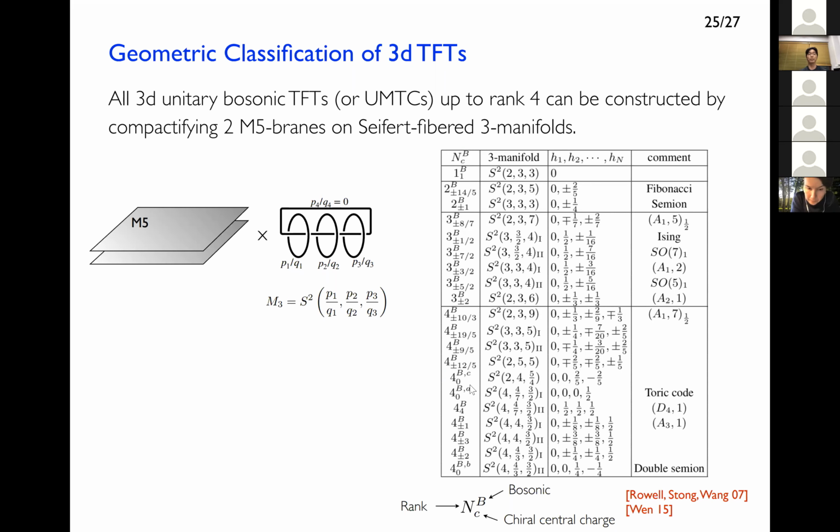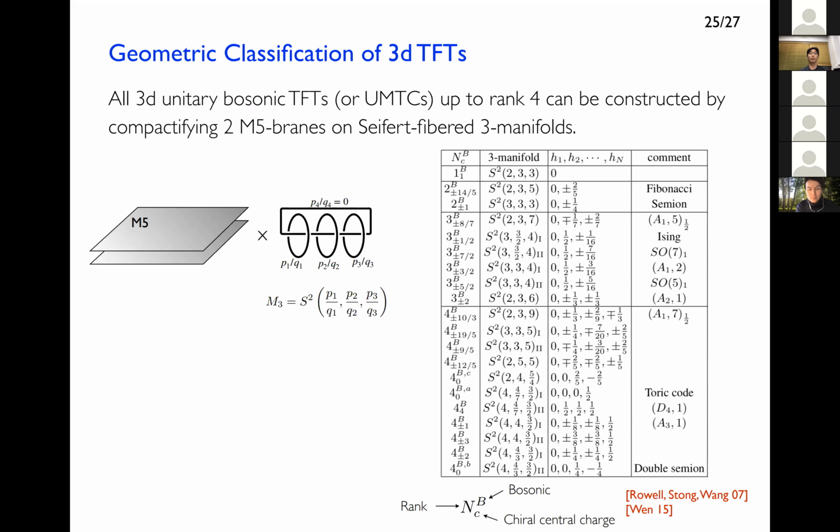And they all have a geometric realization in M theory. So surprisingly, up to rank 4, all TQFTs classified in the other literature are realized in our M theory construction. So it may be possible that our M theory construction can realize all 3D topological theories. But for that, I think we may need to generalize our construction by increasing the number of M5 branes.